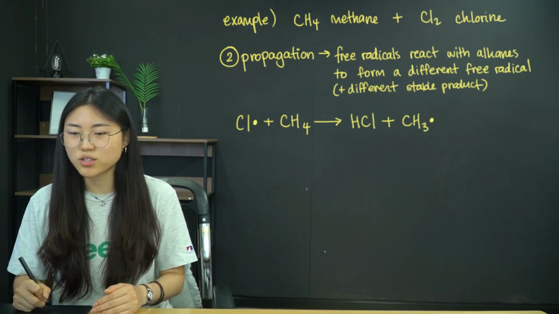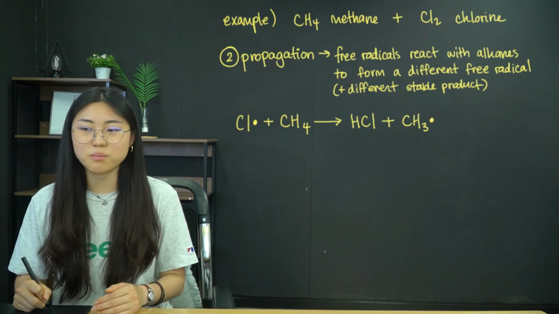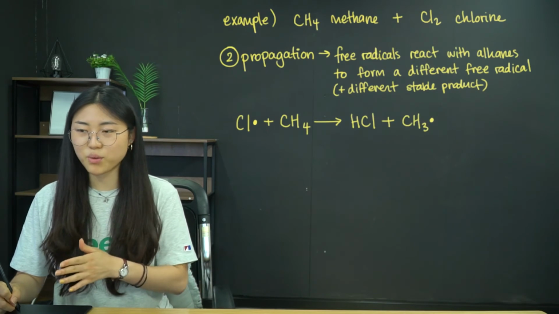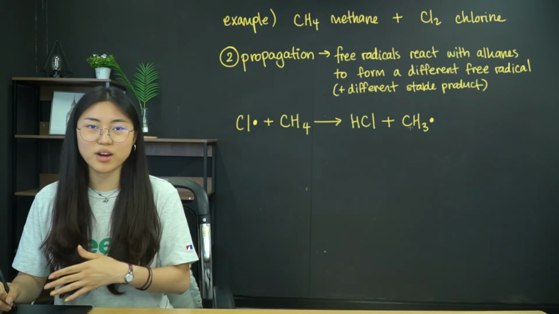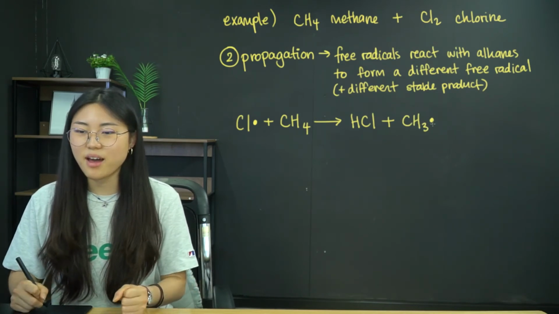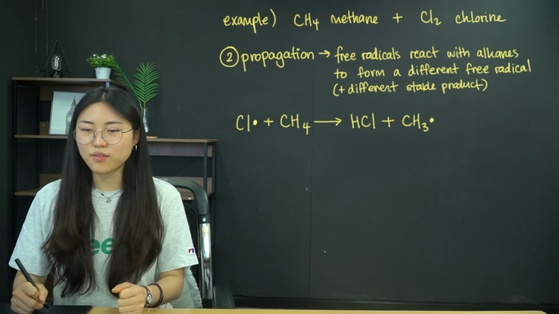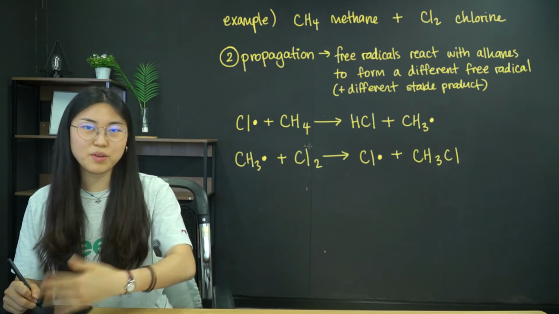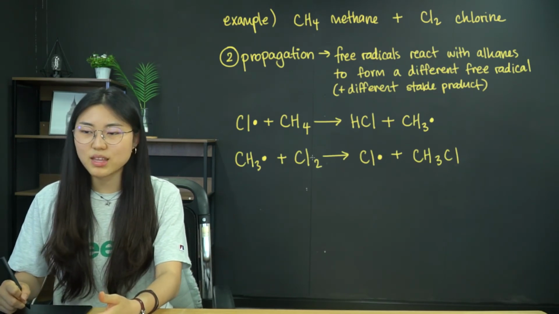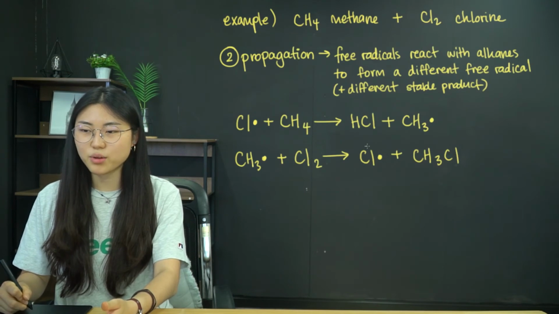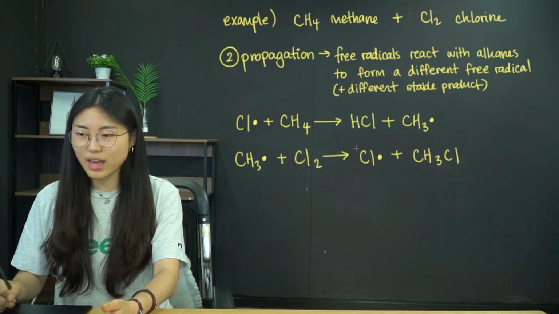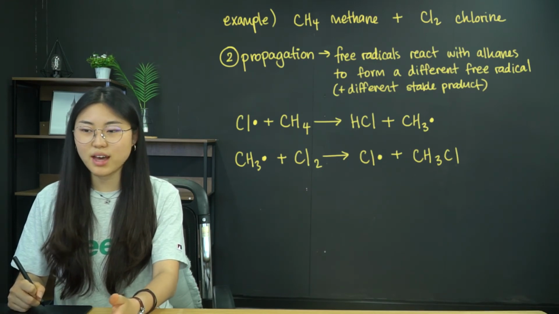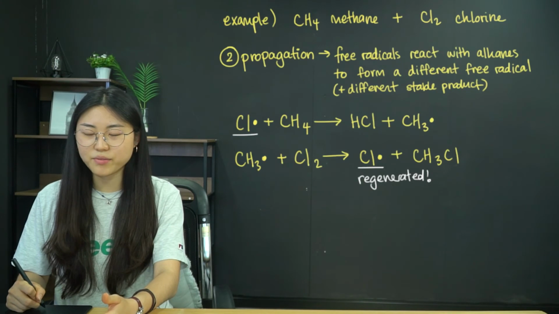I just wanted to show you that the unpaired electron belongs to carbon, not hydrogen. Although when you write it in a simplified form, the dot is after hydrogen, it's on the carbon. And we have the methyl free radical again attacking a stable molecule, chlorine, and if we have more chlorine present, then we're going to regenerate the chlorine free radical, and I'm going to get a chloromethane. Just notice that I have regenerated my chlorine free radical.